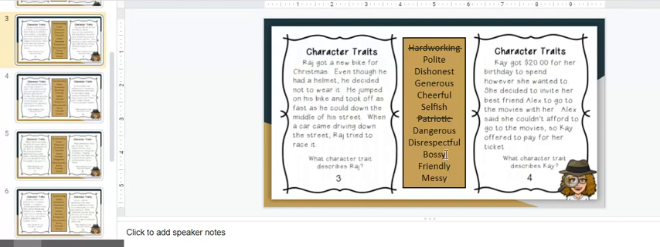Bossy. If you're bossy, that means you are constantly telling people what to do, and you have to have things your way. Okay, that's bossy. Friendly, I think we know what friendly is. Okay, you make friends easily. And then messy, obviously. You don't put your things away. You have a mess everywhere.